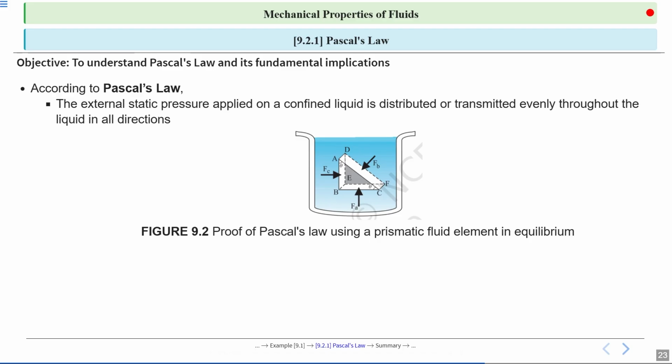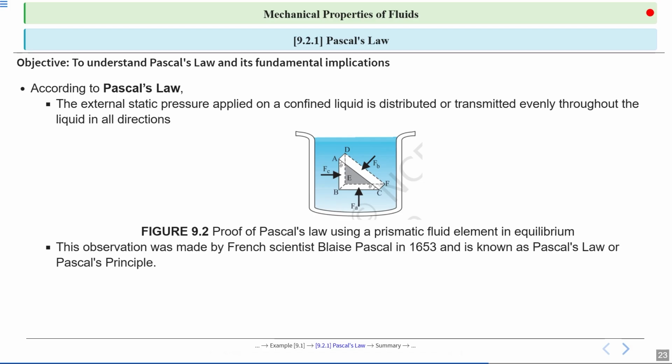To visualize this, take a look at figure 9.2. It shows how pressure is transmitted through a prismatic fluid element in equilibrium. Notice how the pressure is evenly distributed, which is a direct proof of Pascal's law. This concept is fundamental in understanding how fluids behave under pressure. This observation was first made by the French scientist Pascal in 1653, which is why it's named Pascal's law or Pascal's principle.